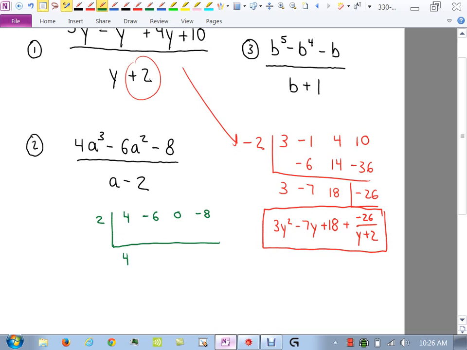Okay, 4 comes down. 2 times 4 is 8. Add those down, 2. 2 times 2 is 4. Add down 4. 2, 8. I get remainder of 0. Now, the power is going to start out on squared because my original problem had cubed. So it's 4, and the variable is a, so a squared. Next one is positive 2. Power comes down, a, plus power comes down, 4, and there's no remainder. So we're done.